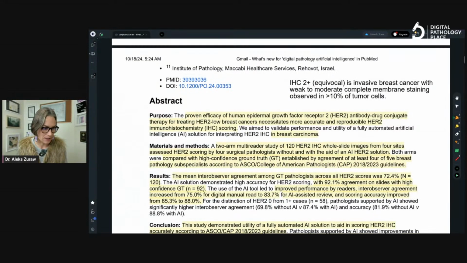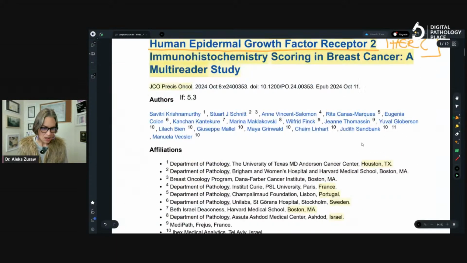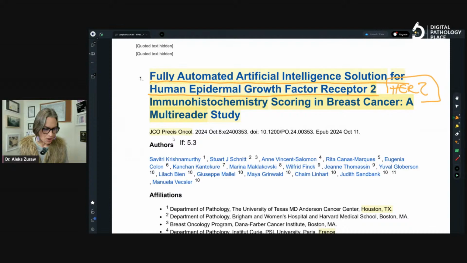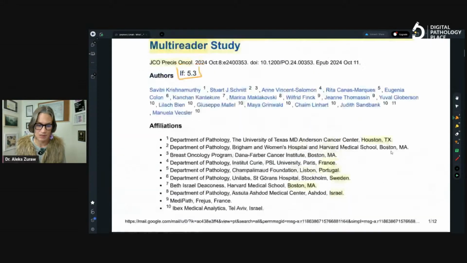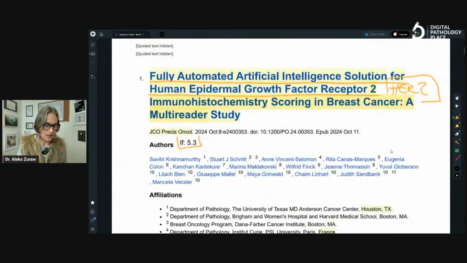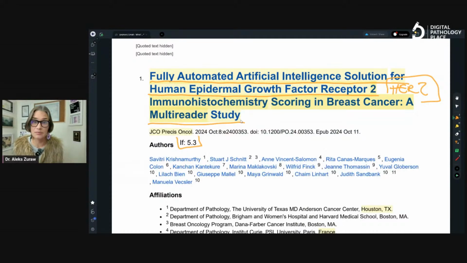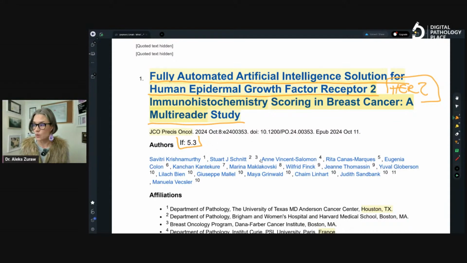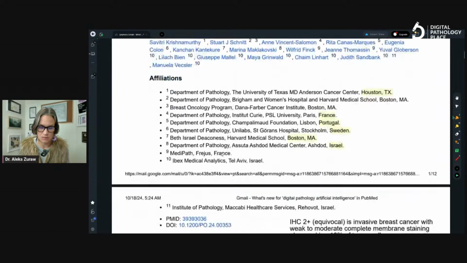So let's go back to our paper. This is JCO Precision Oncology, and our impact factor today is 5.3. And the group is multinational, because this was a multi-reader study, not only multi-reader, it was also multinational.